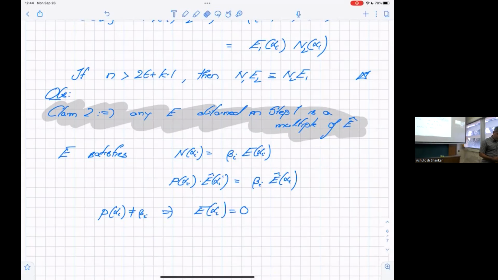Therefore, every root, and this implies that E hat alpha is 0, which implies E alpha is 0. Hence, any solution we obtain is actually a multiple. The only solutions we will obtain are multiples of E hat. That's what we need. Okay.